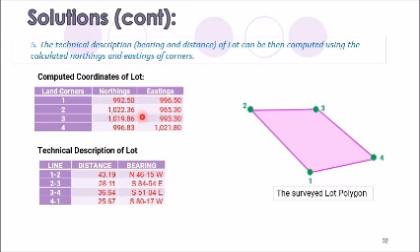And then since we have this, we can compute the technical description of the lot. So take note, it's already line 1 to 2, not anymore A to B or A to 1, meaning to say what is the distance and bearing of this line, then this line, this line, and this line.